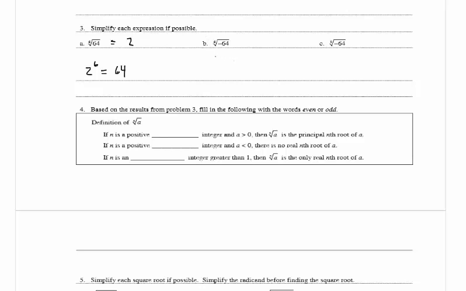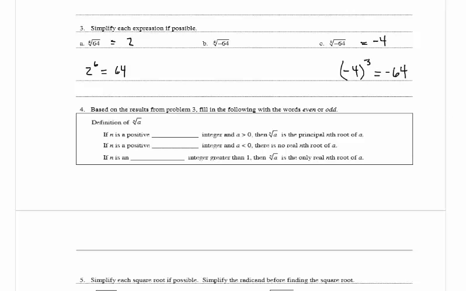In B, we have the sixth root of negative 64. And because we have an even root and a negative radicand, we have no solution to this problem. There are no real numbers raised to the 6th power that can give us a negative number. In C, we have the cube root of negative 64, which is equal to negative 4. Here we have an odd power, so negative 4 cubed equals negative 64.